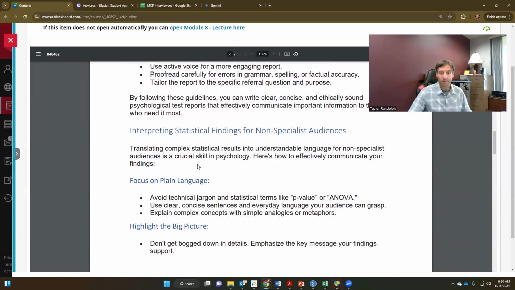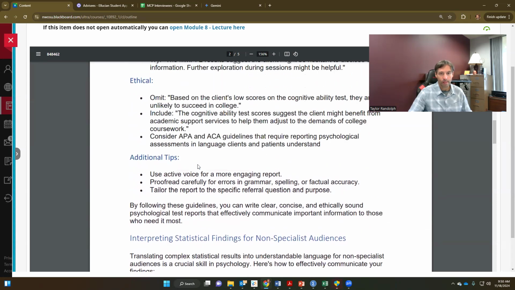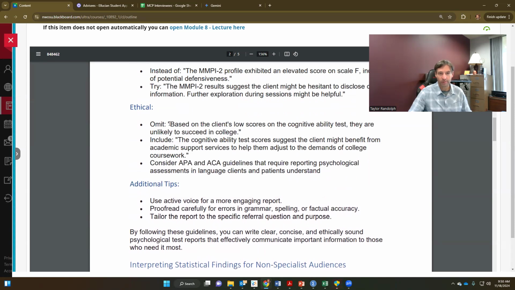Let me just highlight a couple of them. For instance, here's what I was talking about. "Based on the client's low scores on the cognitive ability test, they're unlikely to succeed in college." Woof. Wow. Okay, looks like you don't need to go to college. Maybe try something like this. "The cognitive ability test scores suggest the client might benefit from academic support services to help them adjust to the demands of college coursework."